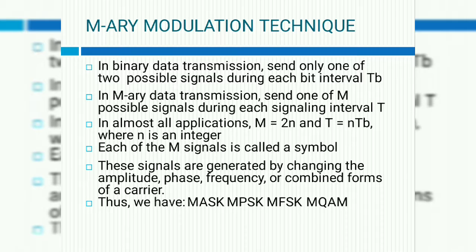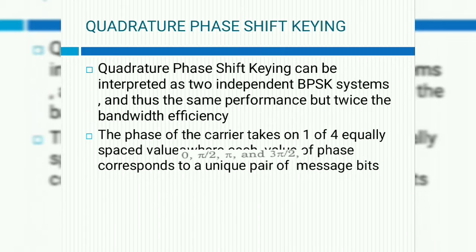So M-ary means it consists of symbols. In a certain duration of time, you are going to send multiple bits at a time. See here, quadrature phase shift keying. Quadrature phase shift keying can be interpreted as two independent binary phase shift keying systems. Two BPSK systems are combined together to form quadrature phase shift keying, having 4 equally spaced values: 0, π/2, π, and 3π/2.